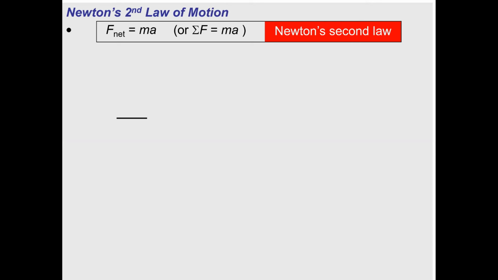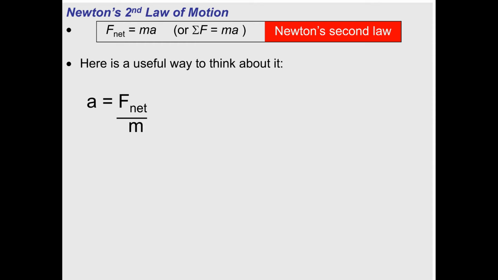Newton's second law basically says that if I figure out the net force acting on an object, that is equal to the mass of the object times its acceleration. I bet some of you walked in here knowing F equals ma. Well, I want you to think F net equals ma, because that's an important distinction. And here's a useful way to think about it.